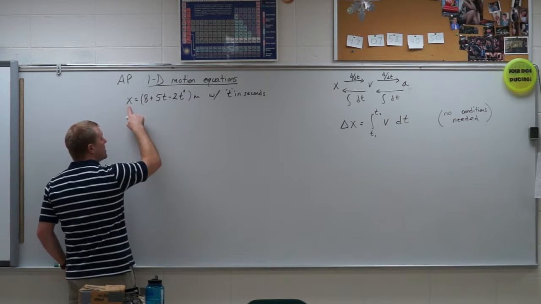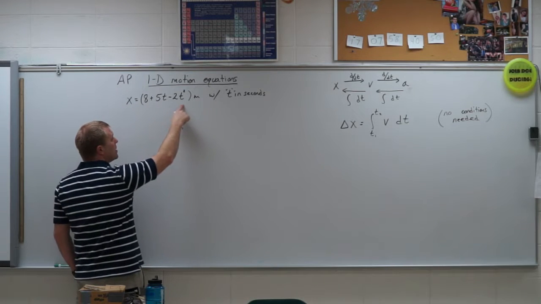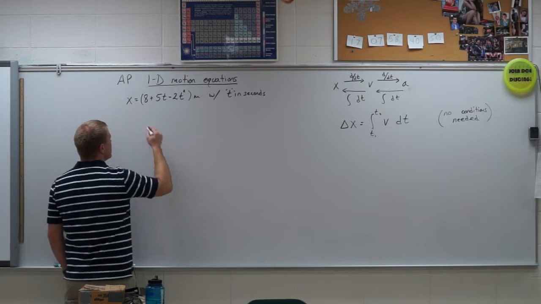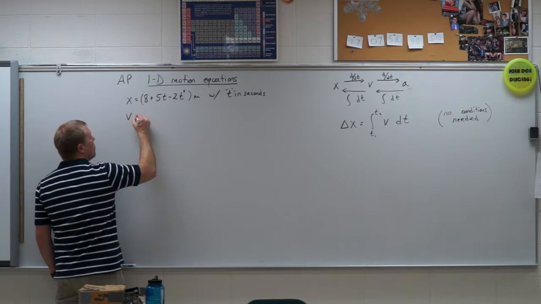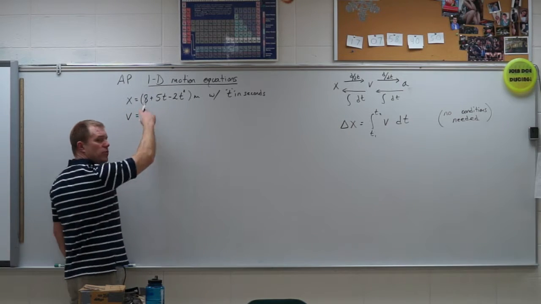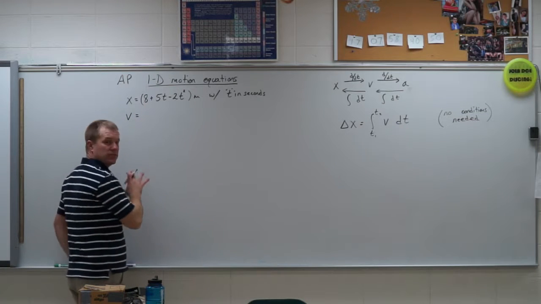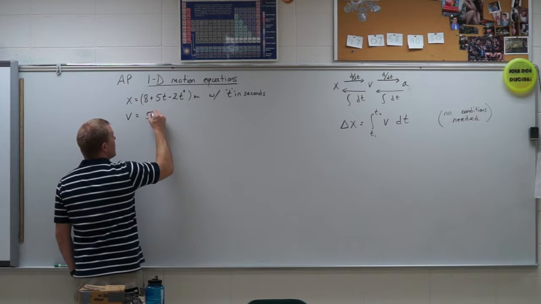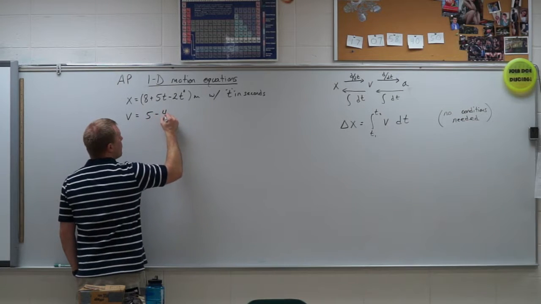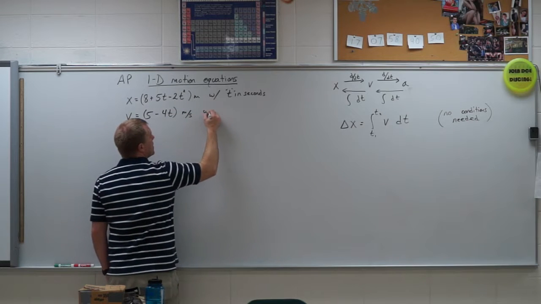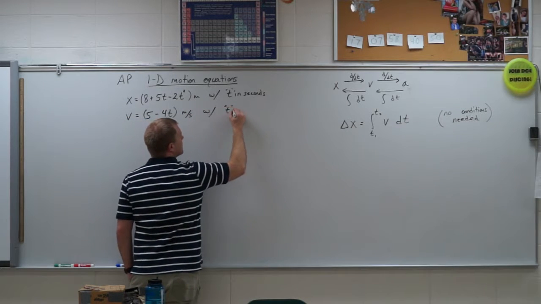So I have a velocity function. It's 8 plus 5t minus 2t squared. X is going to be in meters with time in seconds. Now to get a velocity function, I will take the derivative. You notice when we take a derivative that anything that is a constant, like the 8 I have here, goes away. And I'm just left with 5 minus 4t, where this is in meters per second with t in seconds.